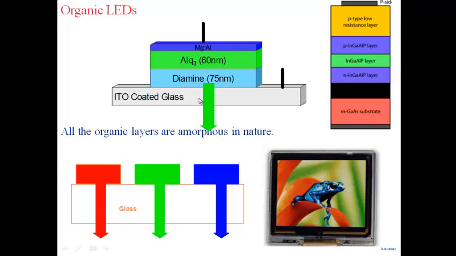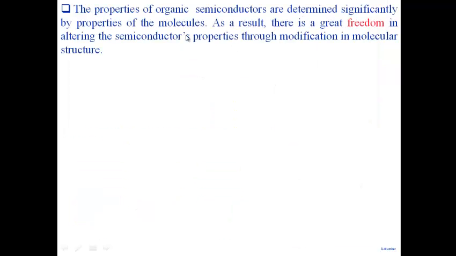Now here, you see the people came up with green LED, and in no time they had a blue LED. In fact, there's an unlimited variety of semiconductors that I have available here. I mean, organic molecules, as I said, I'll just give you examples. The properties of organic semiconductors are significantly determined by the organic molecule that you're using. And there's a great freedom in altering the semiconductor's property through modification in molecular structure.